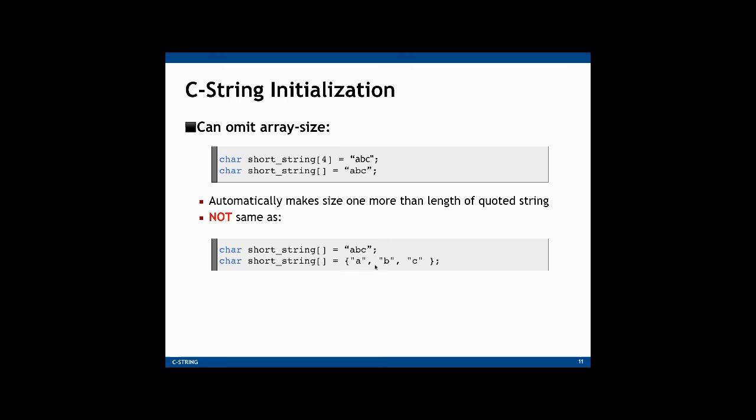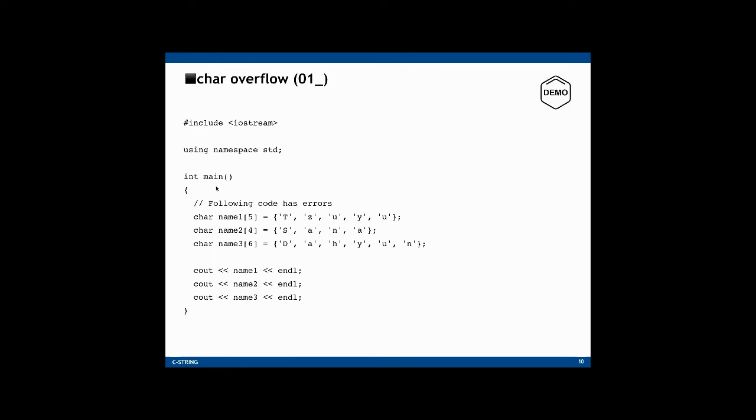But if you initialize this character array with these brackets and this way, C++ does not automatically include the null character here. So this is not a C string. So let's go back to this demo. We'll show this demo example.